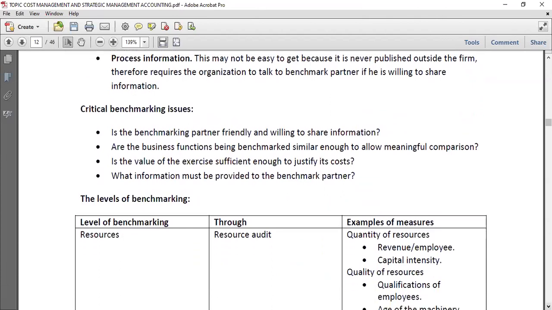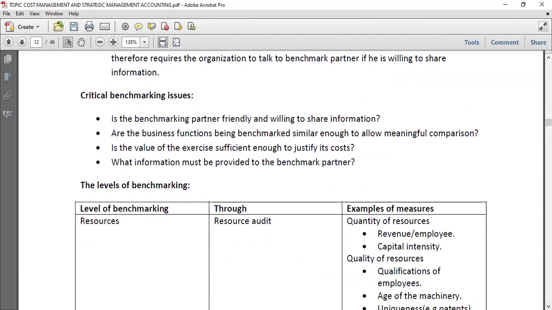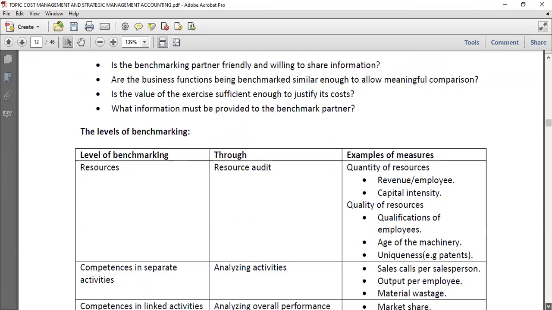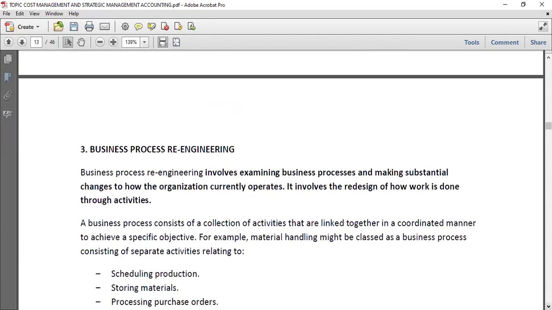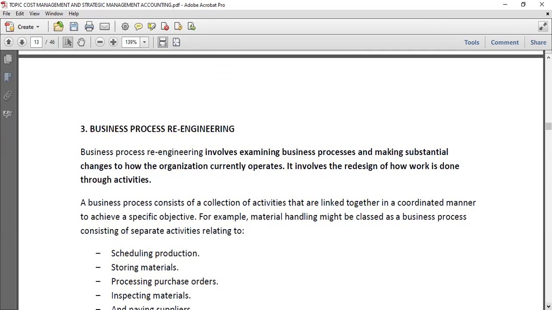So critical benchmarking issues are also highlighted there. I'll just try to run away from those so that we're able to cover something different, but you can take some time to read more of the notes and you'll be able to understand, as long as you understand the gist of what exactly you're studying, okay?